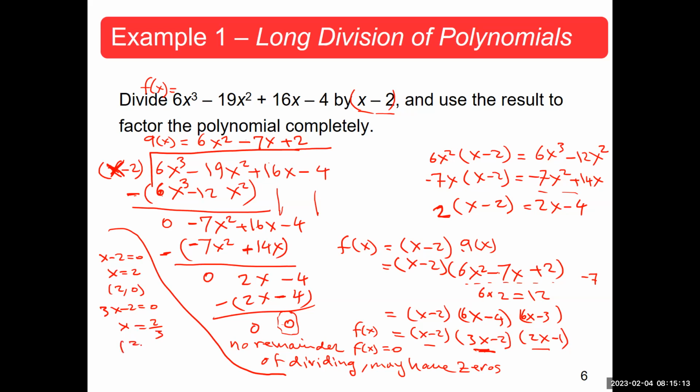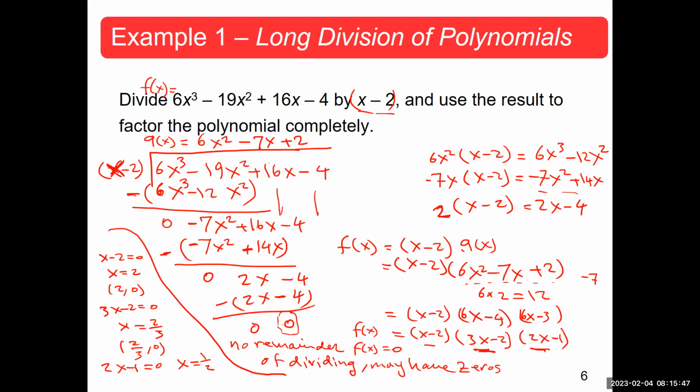That means the zero is (2/3, 0). Last one is 2x minus 1, this one here. Because any term equals 0, that will lead to the answer correctly. x equals 1 over 2, by moving the 1 to the other side and dividing both sides by 2, we get half.